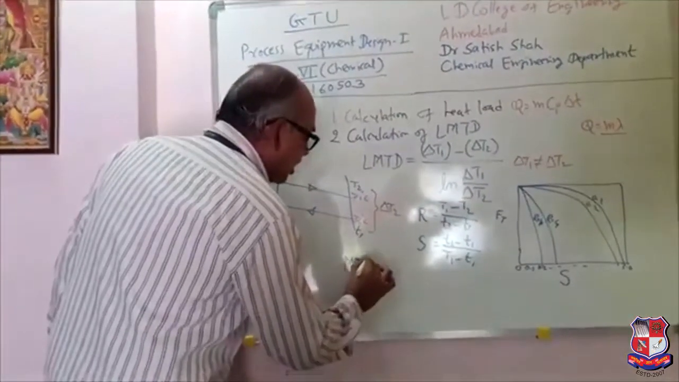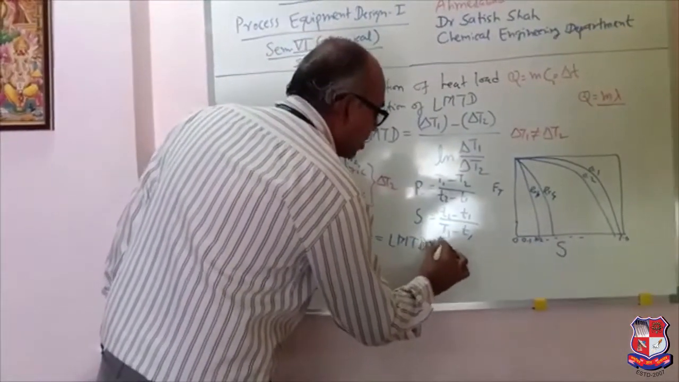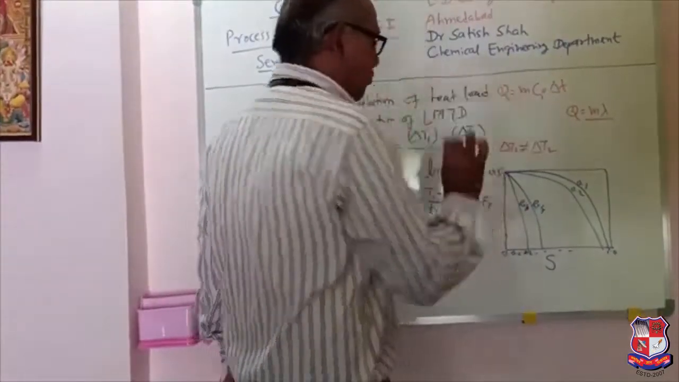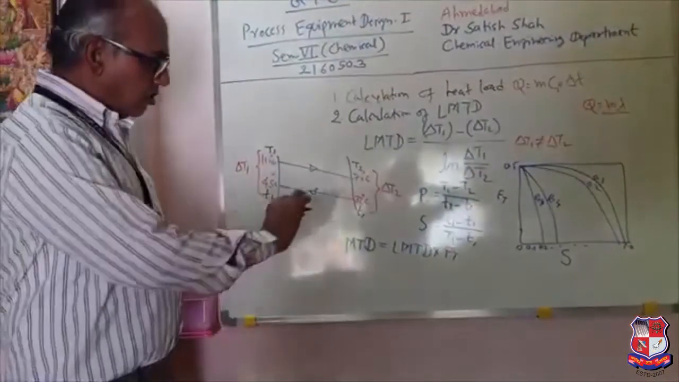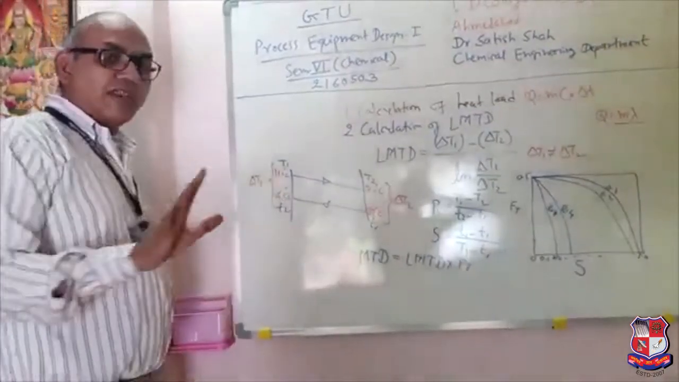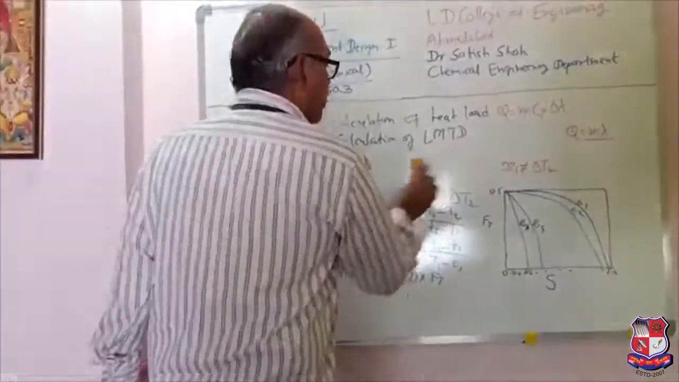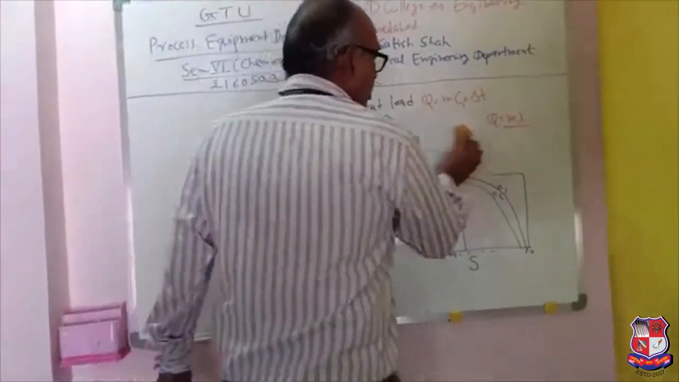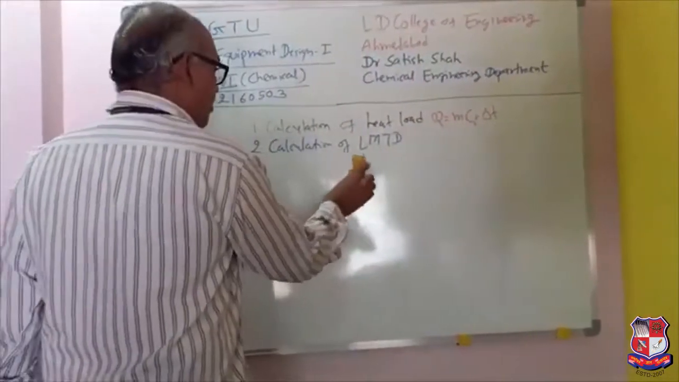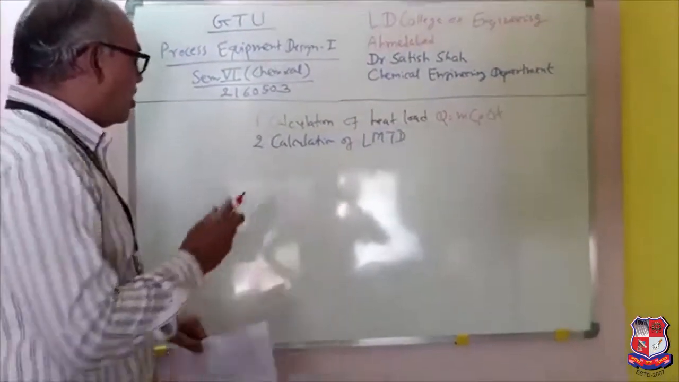Then you will find out the corrected LMTD, which is known as MTD. So it is LMTD simply multiplied by Ft. And this value is between 0 and 0.5. So if you multiply like this, you will get the corrected LMTD, or it is known as MTD. So this is our second step. We'll move to the third step. Okay, now the third step.